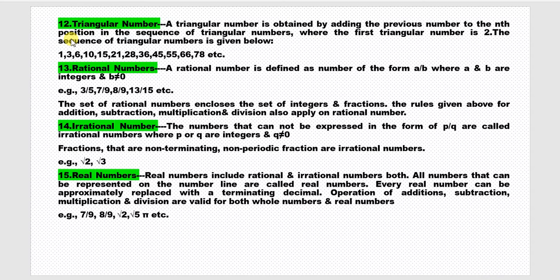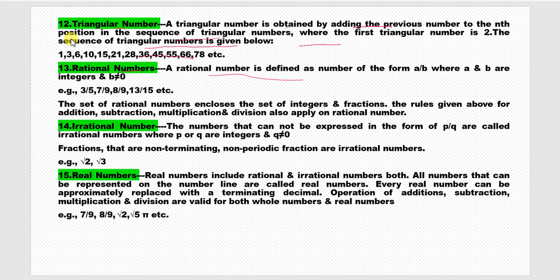Now we come to triangular numbers. A triangular number is obtained by adding the previous number to the nth position in the sequence of triangular numbers, where the first triangular number is 1. The sequence of triangular numbers is given below: 1, 3, 6, 10, 15, 21, 28, etc. These are triangular numbers.